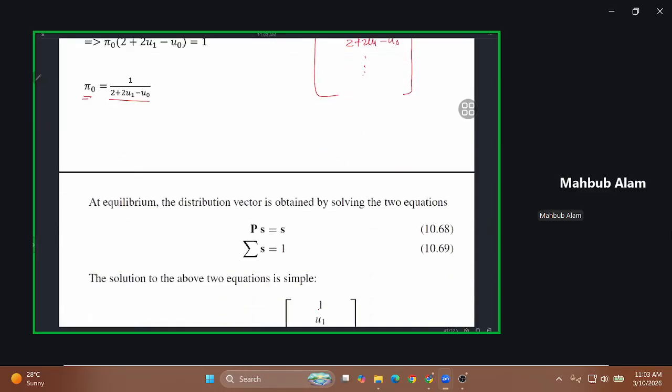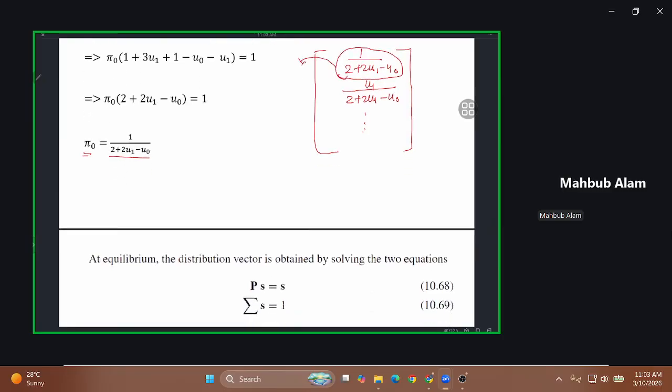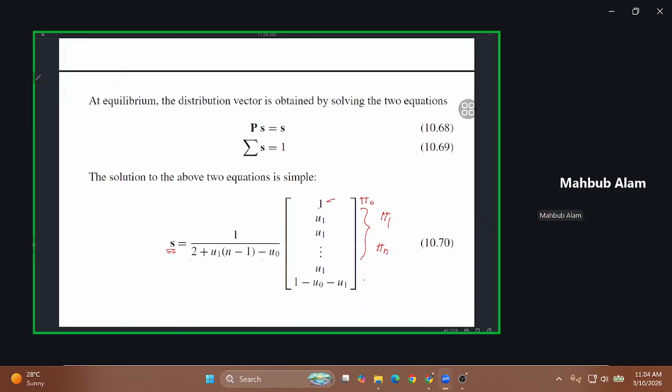Instead of writing this one in this way, what the text did, it actually brings this one out from the vector, and that's why for pi naught it is 0. For all t's, that means from pi 1 to pi n, we'll have u1, u1, u1, and for pi c, we will have 1 minus u naught.